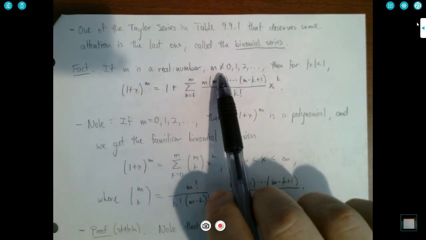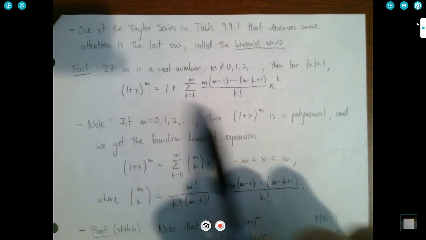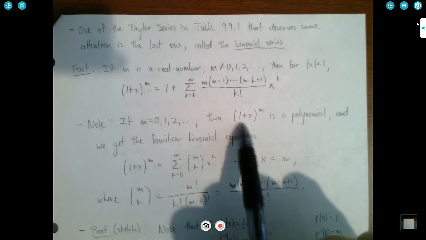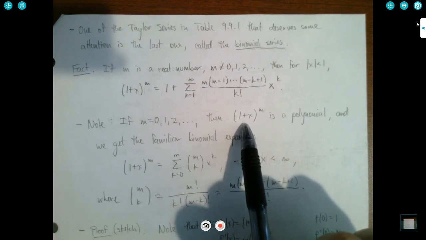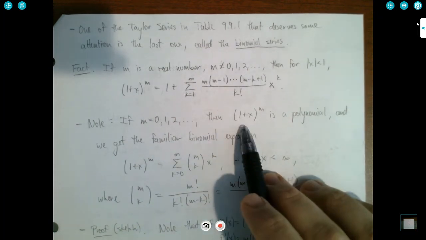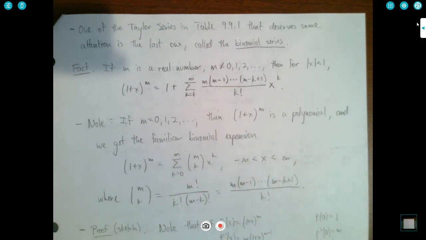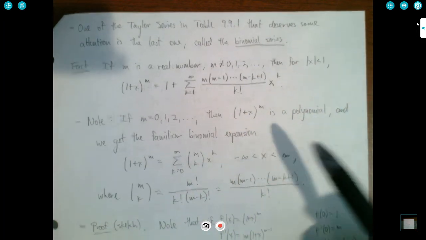In the case where m does equal 0, 1, 2, or whatever, then (1 + x)^m would just be a polynomial. It would just be like (1 + x) to the 4th power. And you may be familiar with the binomial expansion for these kinds of things, back from your algebra days. Maybe you didn't ever cover it in algebra, but either way.